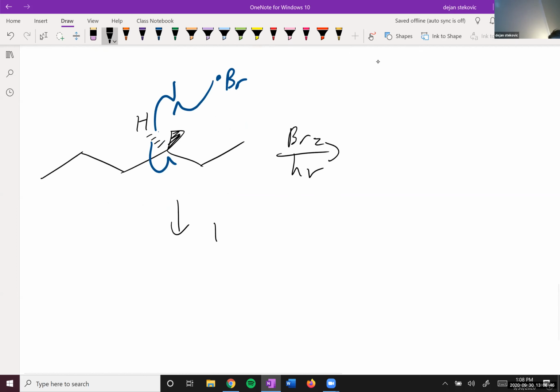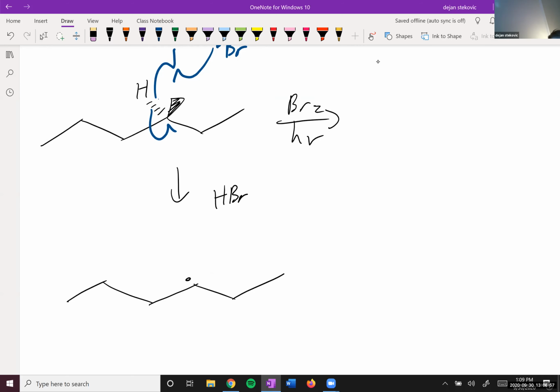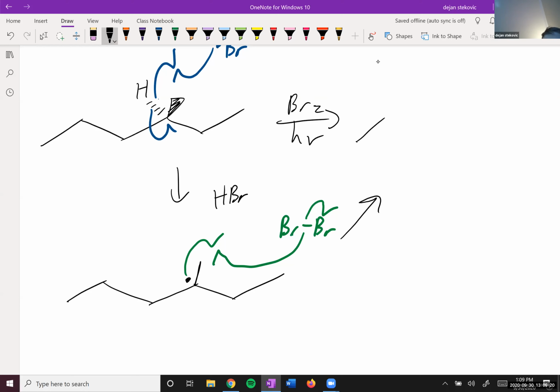And so in this first step, right, it'll form HBr. And then we can think about the radical right here. But now we have a radical here, which means we've destroyed the stereochemistry of this compound right here. And then this is going to react with a Br2. To give us our final product. Of this guy right here.